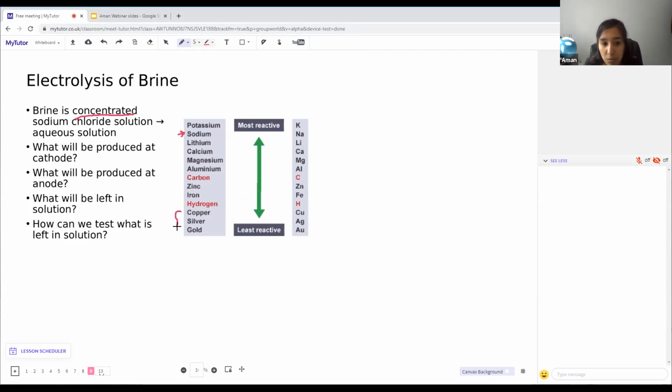If something is less reactive than hydrogen, so copper, silver, or gold, they will be produced. But because sodium is more reactive than hydrogen, that means it is less likely to want to gain an electron. So remember, it forms Na+, it has to gain that electron to become sodium. It is less likely to want to do that, whereas hydrogen is more likely to want to do that. So hydrogen undergoes the process of forming hydrogen gas, like so.